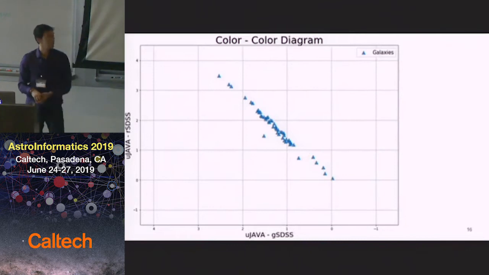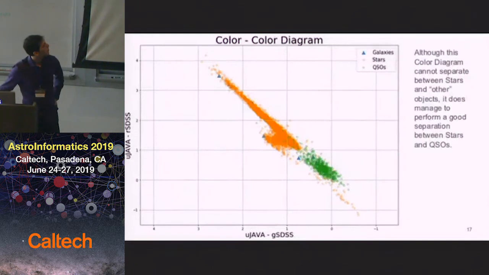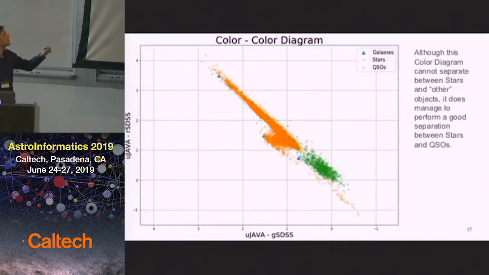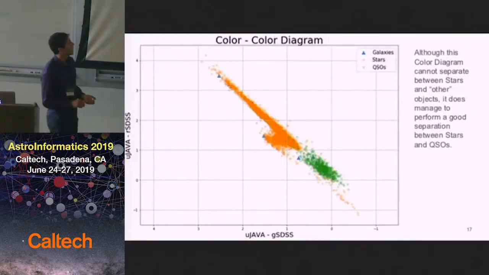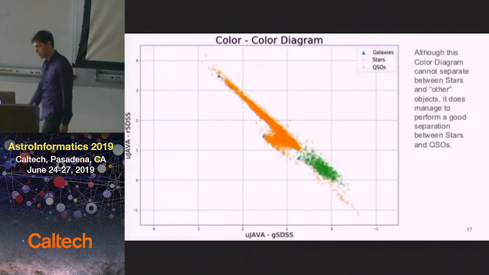If I go back to the old stuff, I can use one of the features and make a color diagram plot in order to test if this algorithm is performing a good selection. So I have these galaxies, but when I plot the stars and quasars, it seems that I can use this color diagram plot without applying any model in order to classify stars from quasars. But unfortunately, the galaxies were hidden.